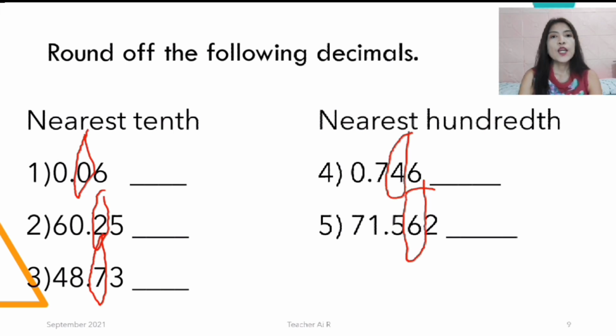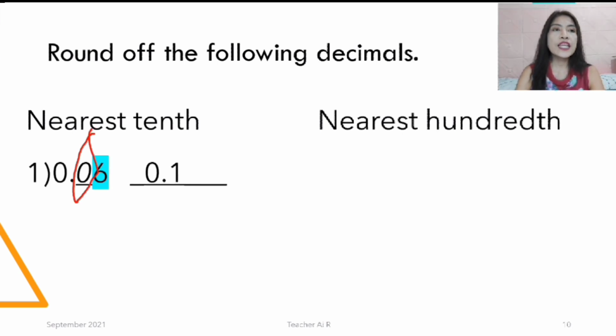The number to be rounded off for number 1 is 0. The number to be rounded off for number 2 is 2. The number to be rounded off for number 3 is 7. Number 4 is 4. And number 5 is 6. And now, let's answer them together.